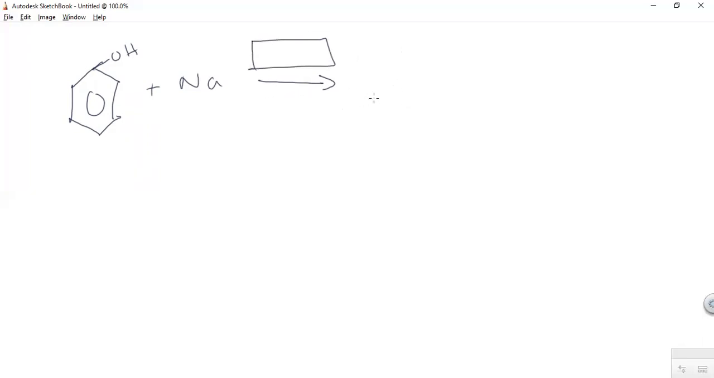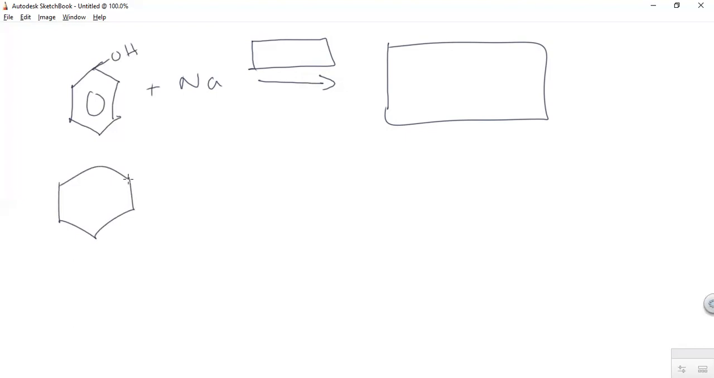Okay, so they have asked you to write the condition there as well as the product. Why is it doing like this? I don't know. Why is this auto correcting itself? I don't know, so bear with me. I'm not sure what is happening.